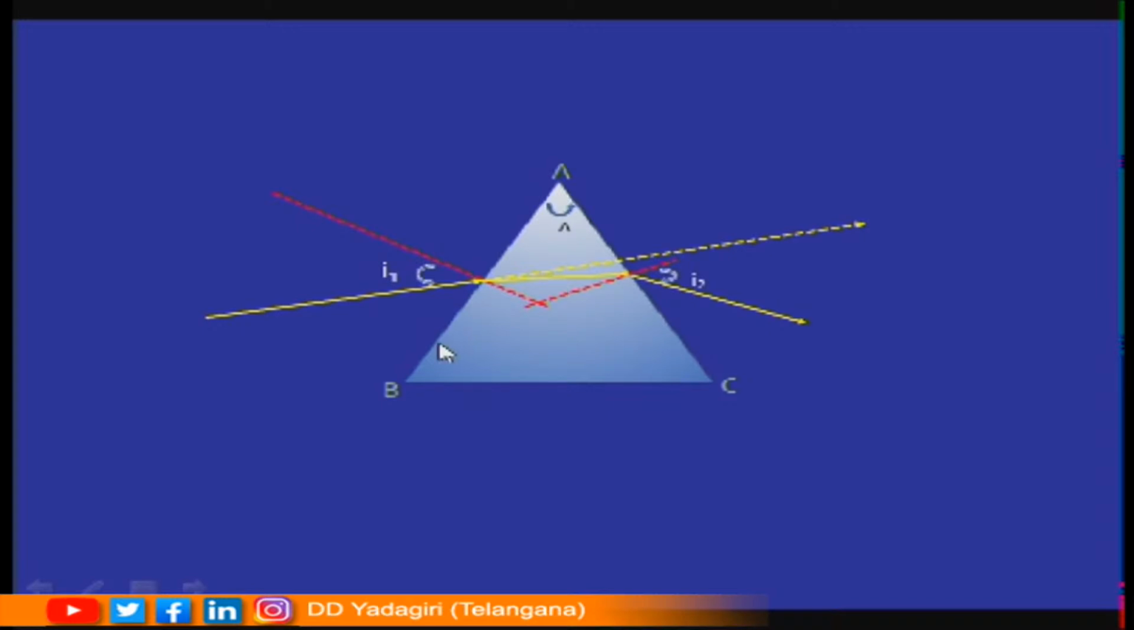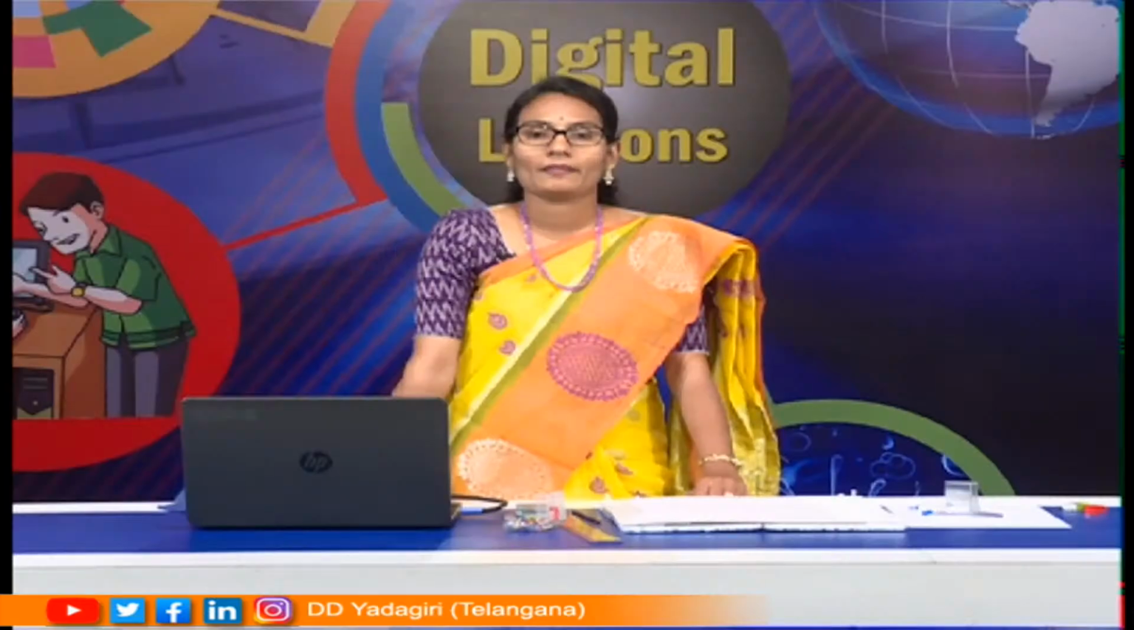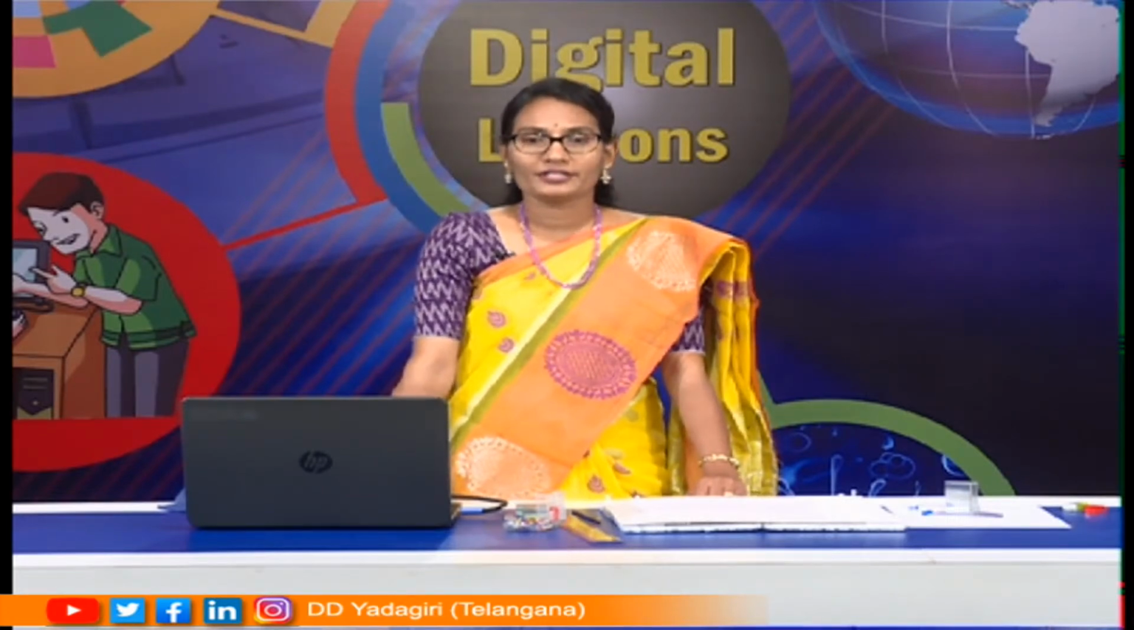and when you extend the incident ray and also extend back the emergent ray, the angle between these two is known as the deviation angle. So, you have to measure I1, I2 and D with the help of protractor, and now we have a table.